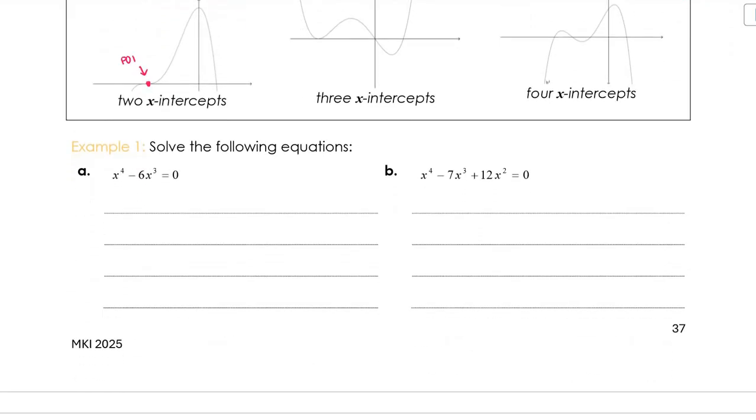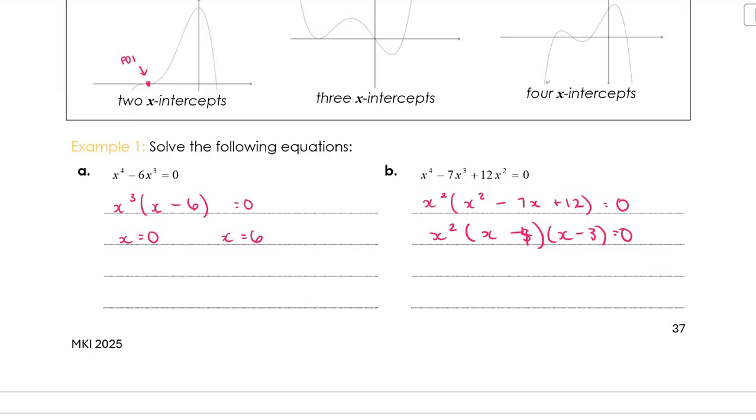Now, to solve a quartic equation, it's usually easier to factorise if possible. So in this case here, I'm going to take out a common factor of x cubed, and then I've got x minus 6 being equal to 0. So I have x equals 0 from my x cubed and x equals 6 from my x minus 6. Same thing with this one. I'm going to take out a common factor of x squared, and we're going to have x squared and then x squared minus 7x plus 12. I can then factorise that to be (x minus 4)(x minus 3). So I've got 3 x-intercepts, x equals 0 being a turning point, and then I've got x equals 4 and x equals 3.